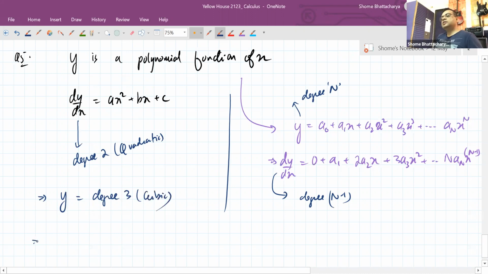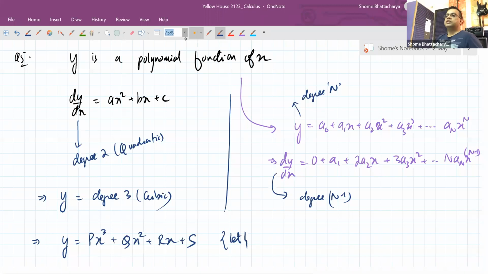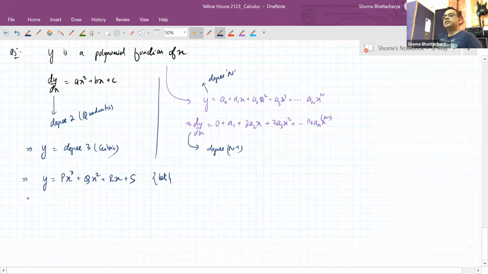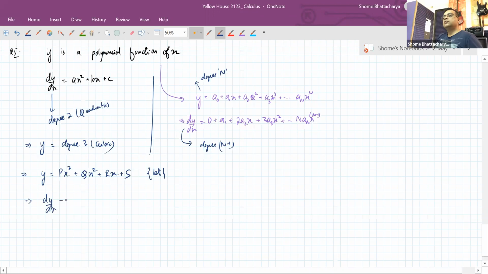So if that is the case, let us assume it's got some coefficient of x cube, which is p, let's say, some coefficient of x square, which is q, some coefficient of x, which is r, and some constant. So this is our assumption. This is the function. Okay. So the moment we say this is the function, we can see that by differentiating it, we should get this type of function. Should get a quadratic function like this. Okay. So compare this with this.